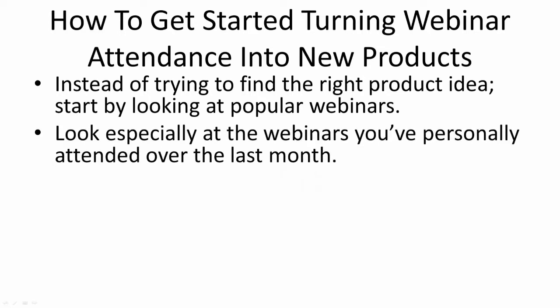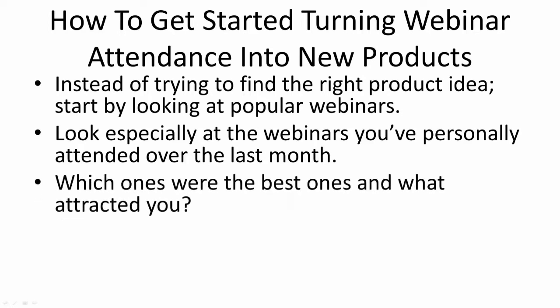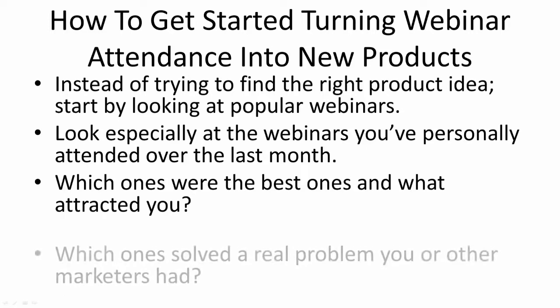Now, you want to look especially over the webinars you personally attended over the last month. That's a good indication that they interested you. Something about them caught your attention. Something about them made you want to attend them. Look at those webinars, and if you can, get the recording to really take a serious look at what was taught on that webinar. Start asking yourself, which ones were the best webinars? Which ones attracted you? Which ideas or which problems really brought you to the point where you felt like you had to attend that webinar?